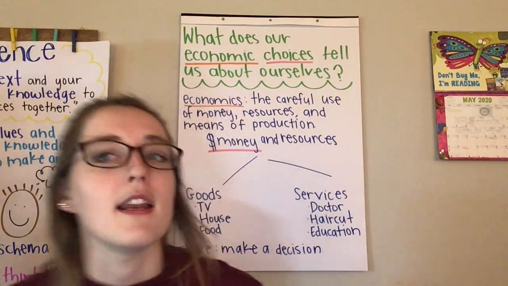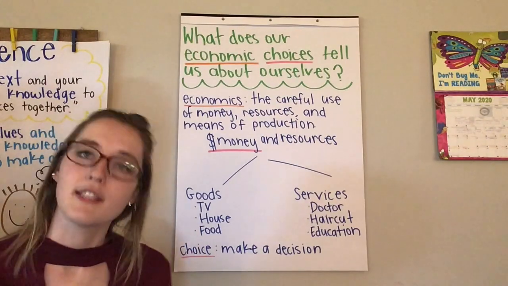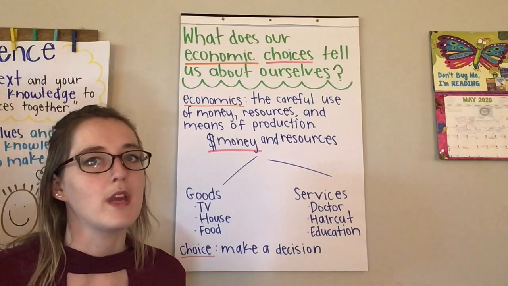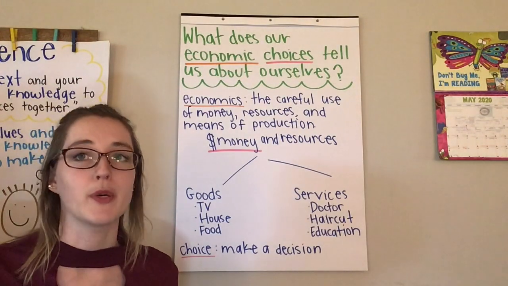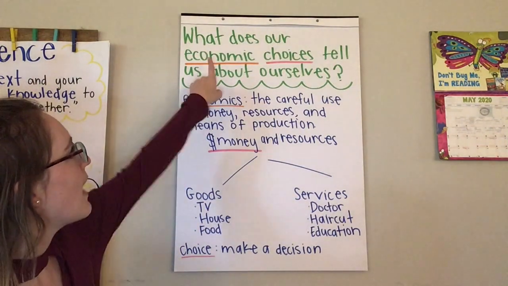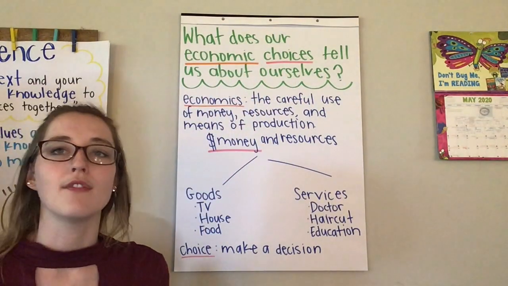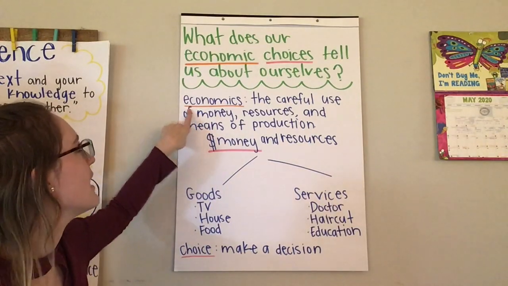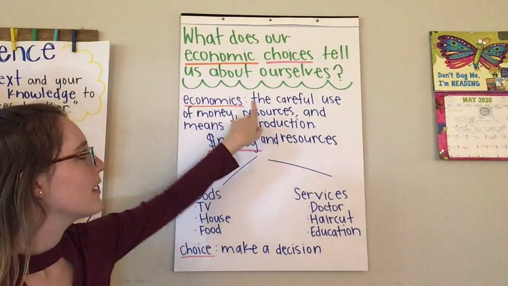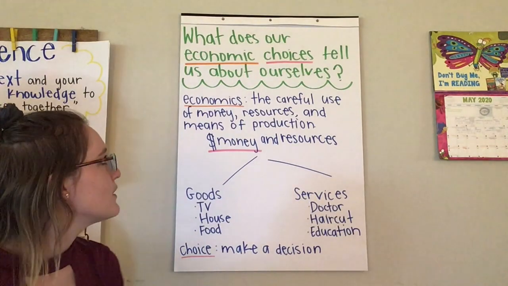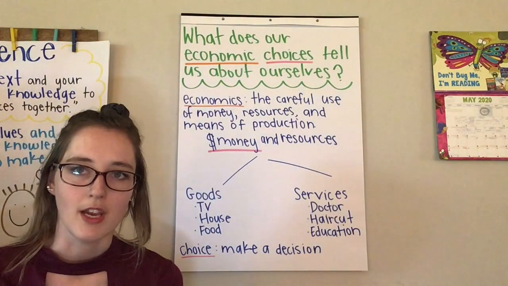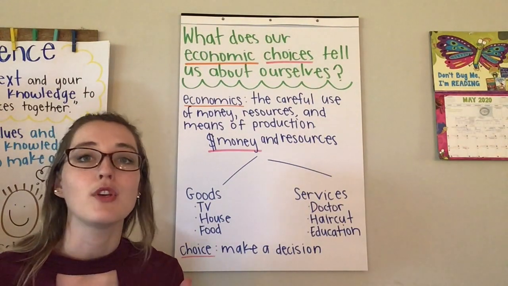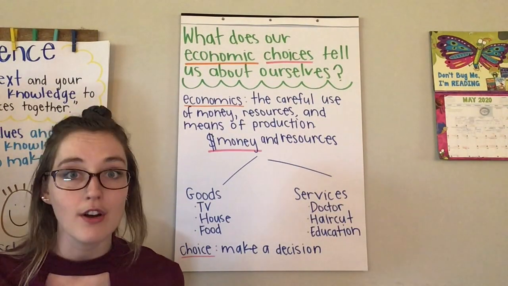Okay, so I've taken our essential question and broken it down because there are a couple words in there that we might not understand, so I'm going to explain what those words are. It says, what do our economic choices tell us about ourselves? There's that key word in there, economics. I've written it out here in orange. Economics: the careful use of money, resources, and means of production. So economics is all about money and resources and how you pay for things in order to earn things.